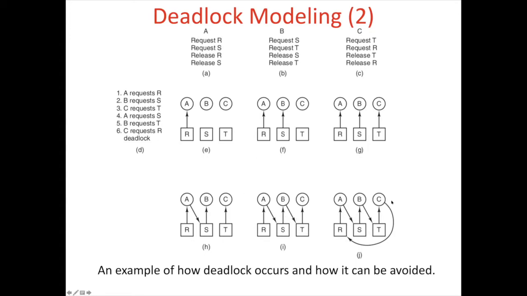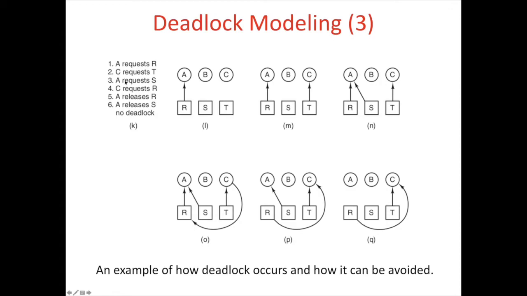And C requests R, and it waits. And notice that there is a cycle in the system now, and the system is deadlocked because there is a cycle and all of the resources are single instance.